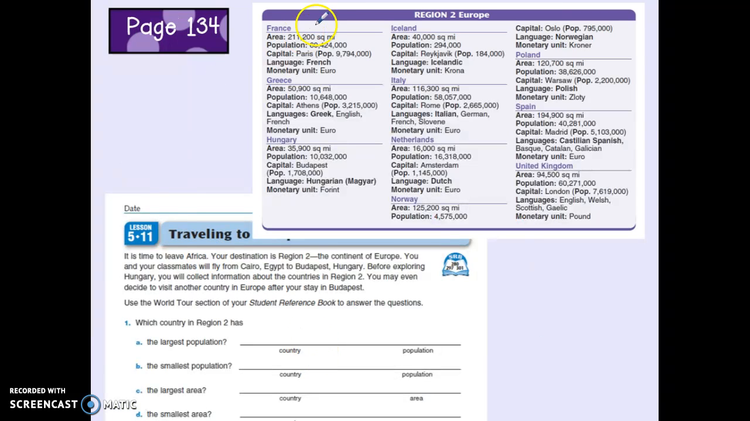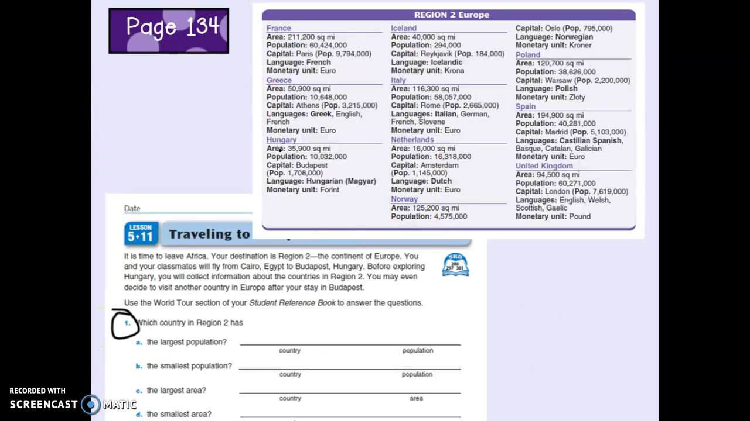For the second part of your lesson today, you're going to need your student reference book. You're going to need to open to the World Tour section way in the back in the purple section. You're going to go to Region 2, and here's all the countries. I want you to find the largest population, the smallest population, the largest area, the smallest area. So to find the population, this is where I'm looking at for all the numbers. I want to look through and find the largest one. Just write the country and the population, and then find the smallest population. And when you get to area, here's area. They're all in square miles. And then the smallest area.